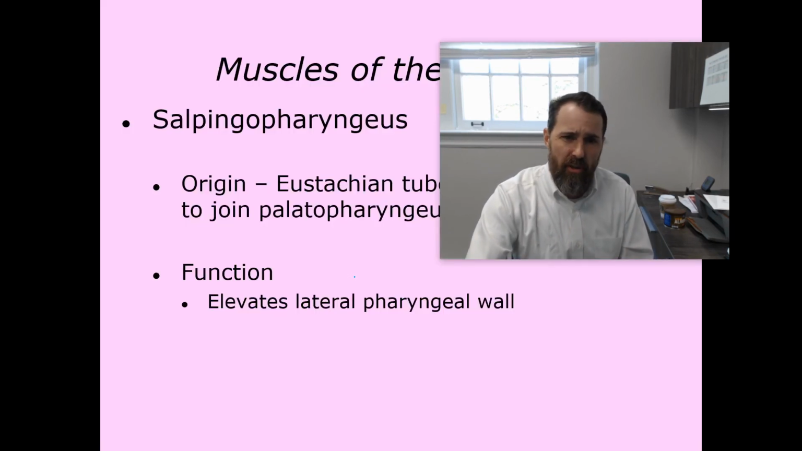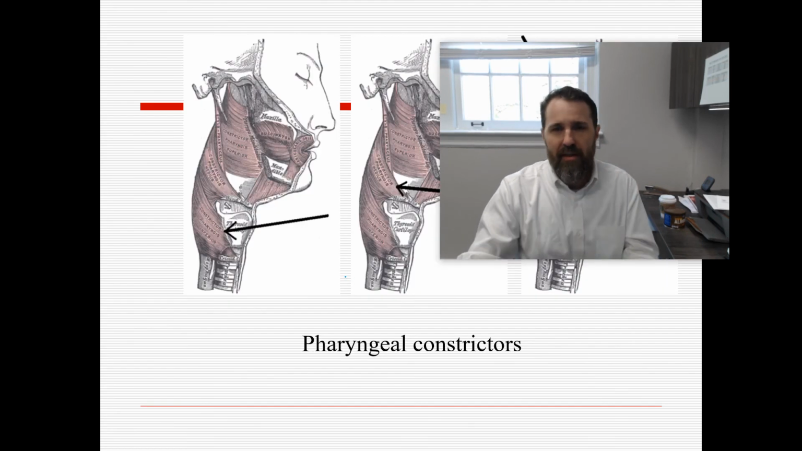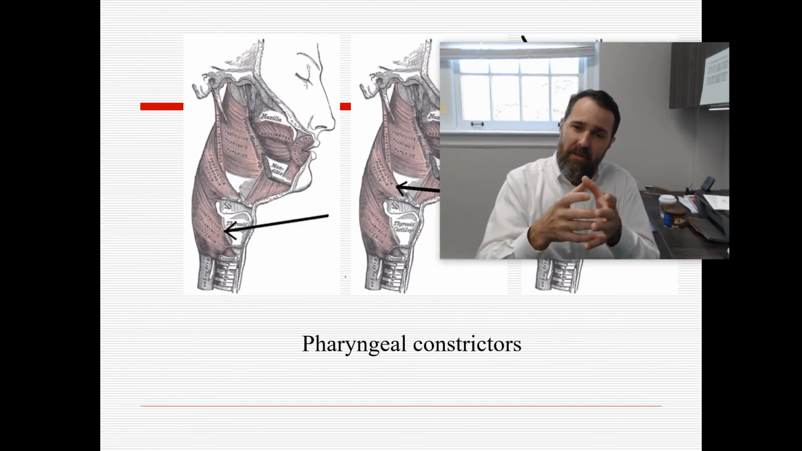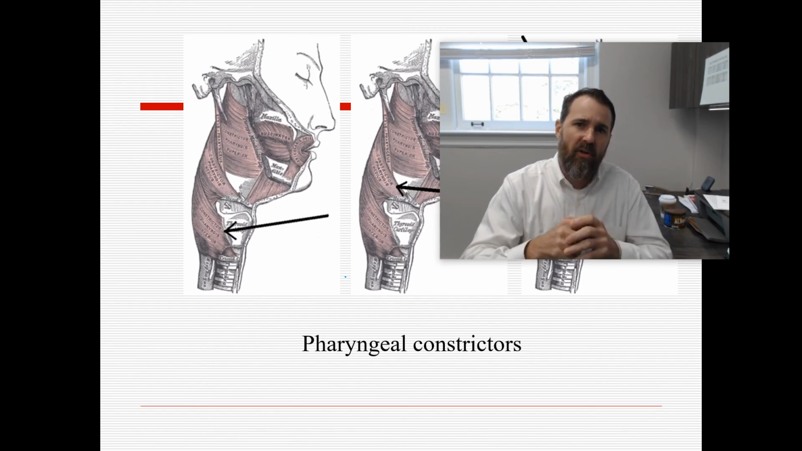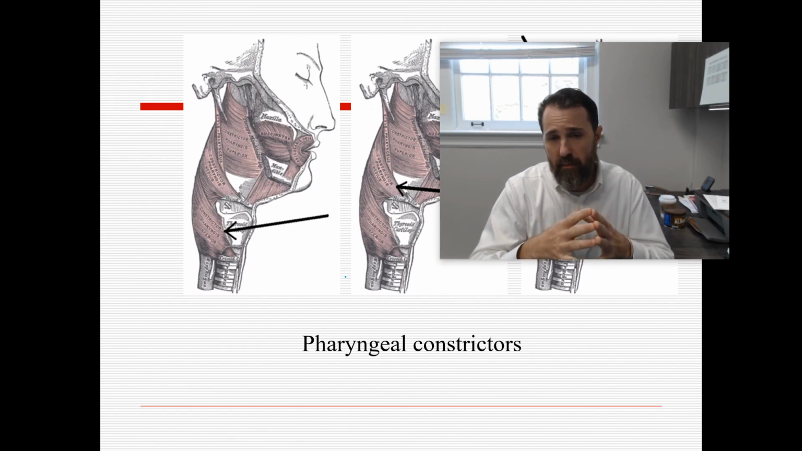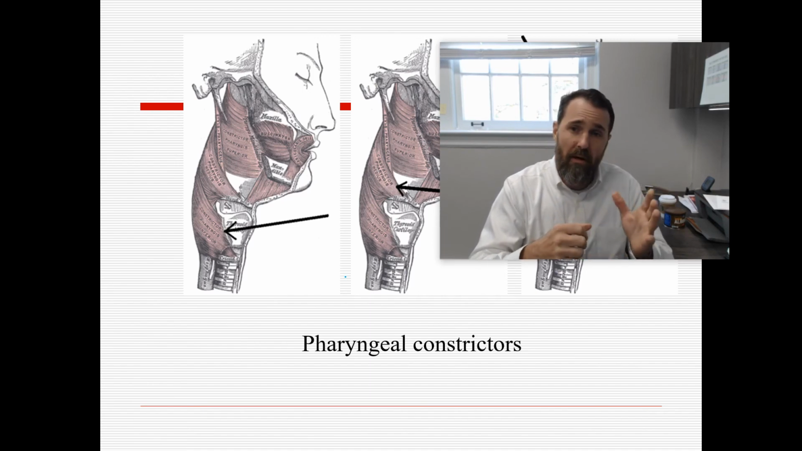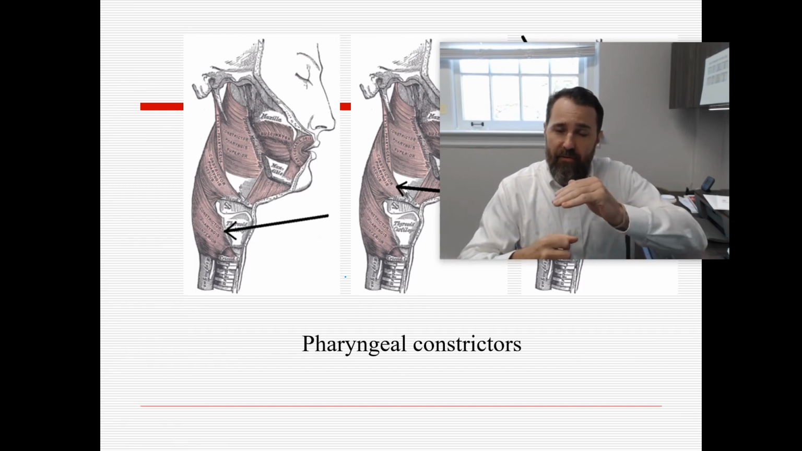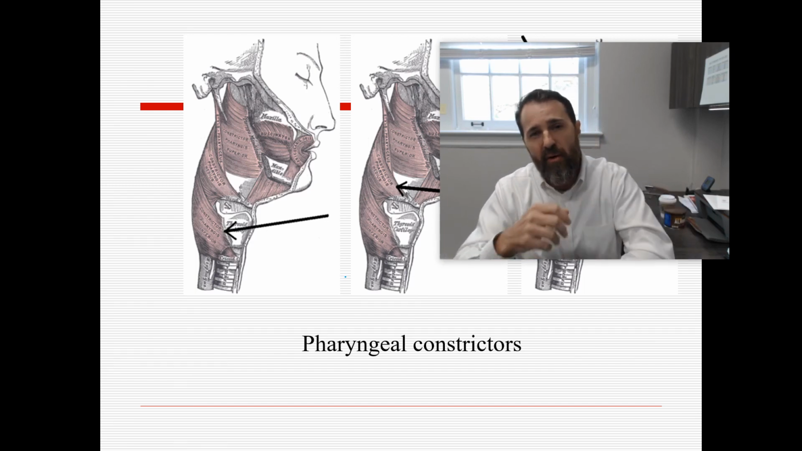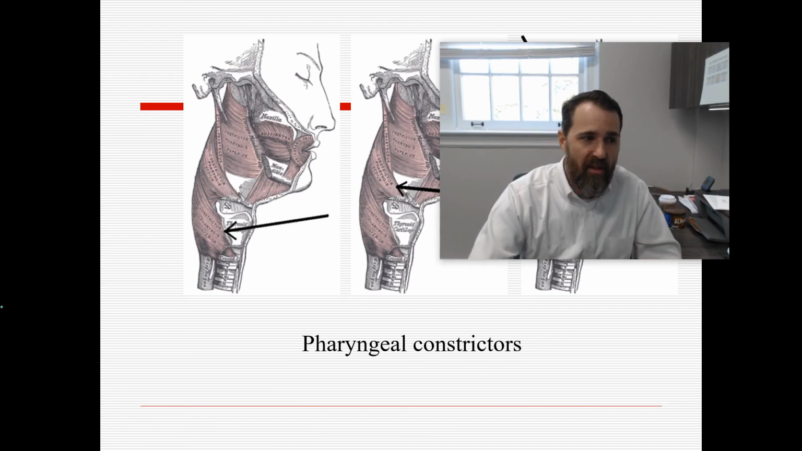And the pharyngeal constrictors are important to accomplish the constriction of the pharynx that happens during the pharyngeal stage of the swallow. So this is the part of the swallow where the bolus comes off the back of the tongue and passes through the pharyngeal cavity over the airway into the esophagus.